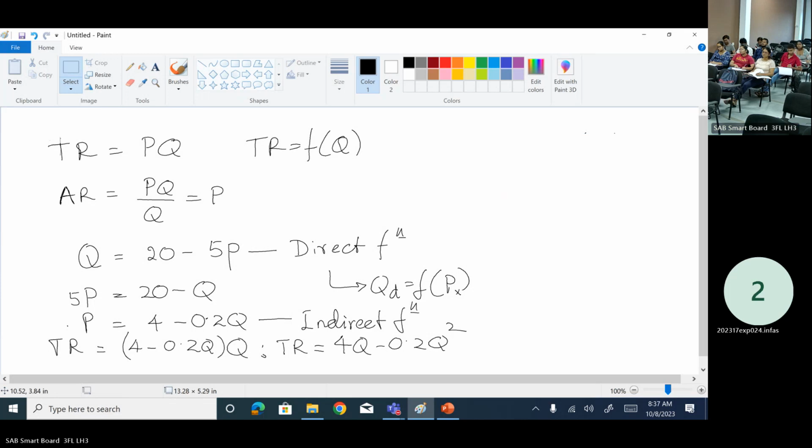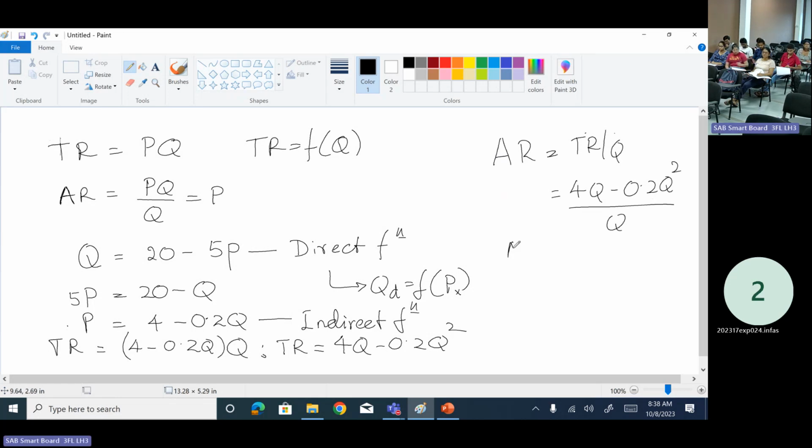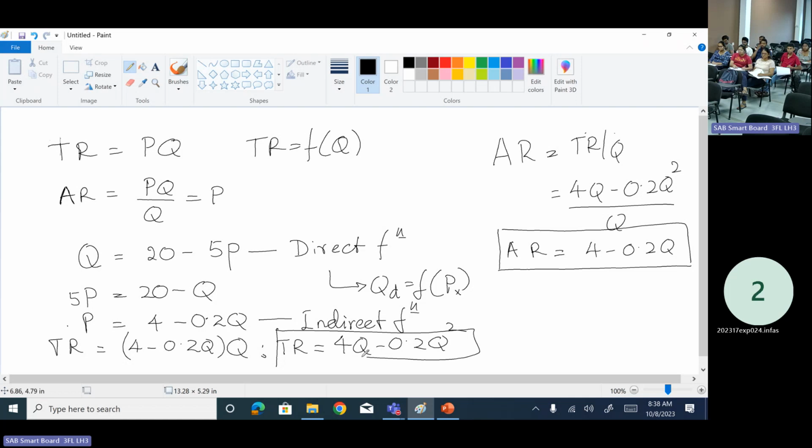Average revenue is the total revenue divided by output. So the total revenue function is 4Q minus 0.2Q squared, divided by Q. That is the average revenue: 4 minus 0.2Q. Now here you see this is the total revenue, and that is the average revenue.